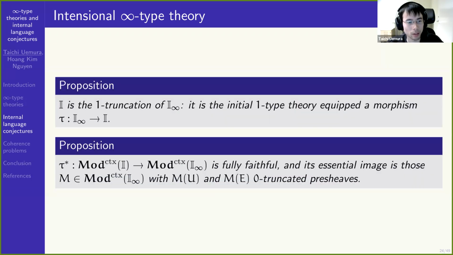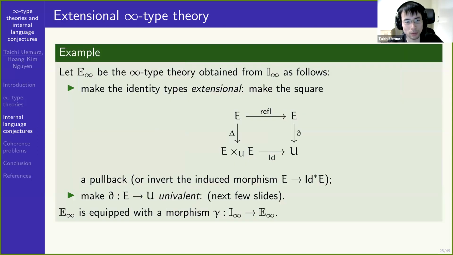Then, so we have defined the intensional infinity type theory. So next we define extensional infinity type theory, which we write E infinity, because it stands for extensional type theory. This is obtained from I infinity by the following operations. First of all, we make the identity types extensional, which means that we make this square Pullback. Or alternatively, we can invert the induced morphism, the induced morphism from E to the Pullback.